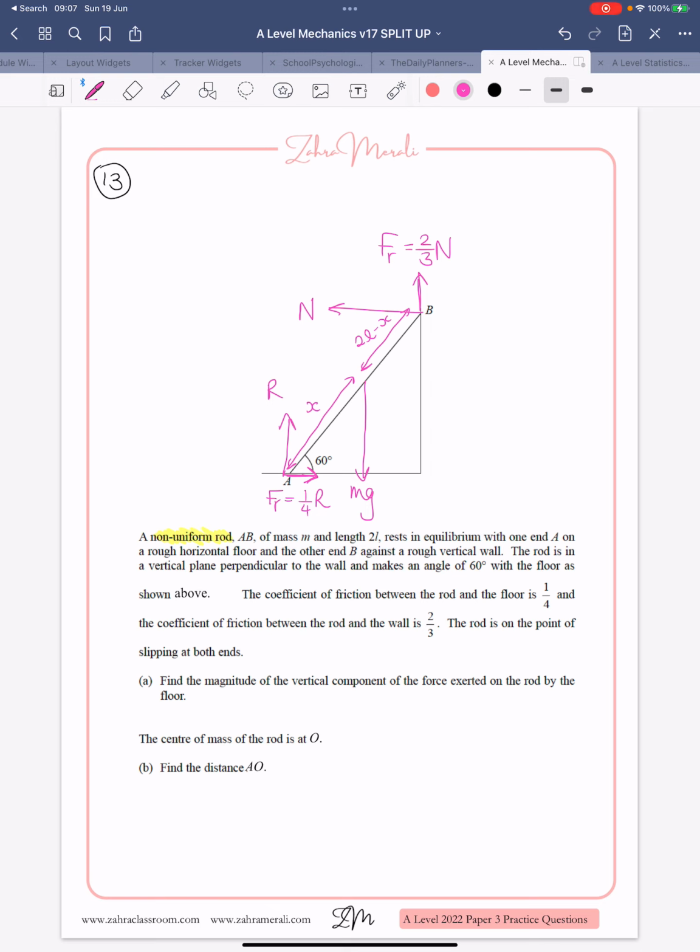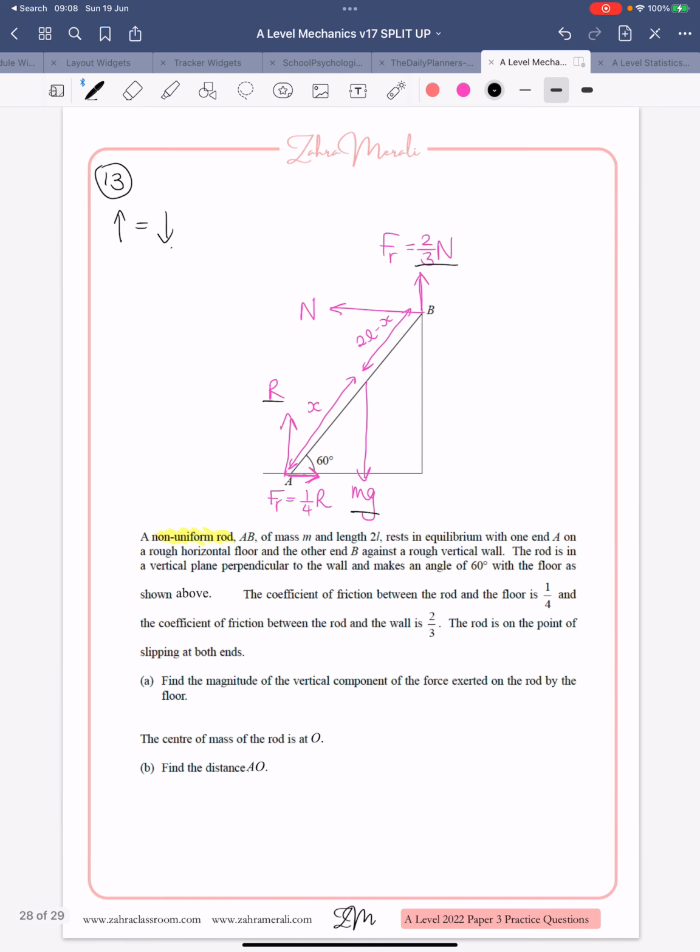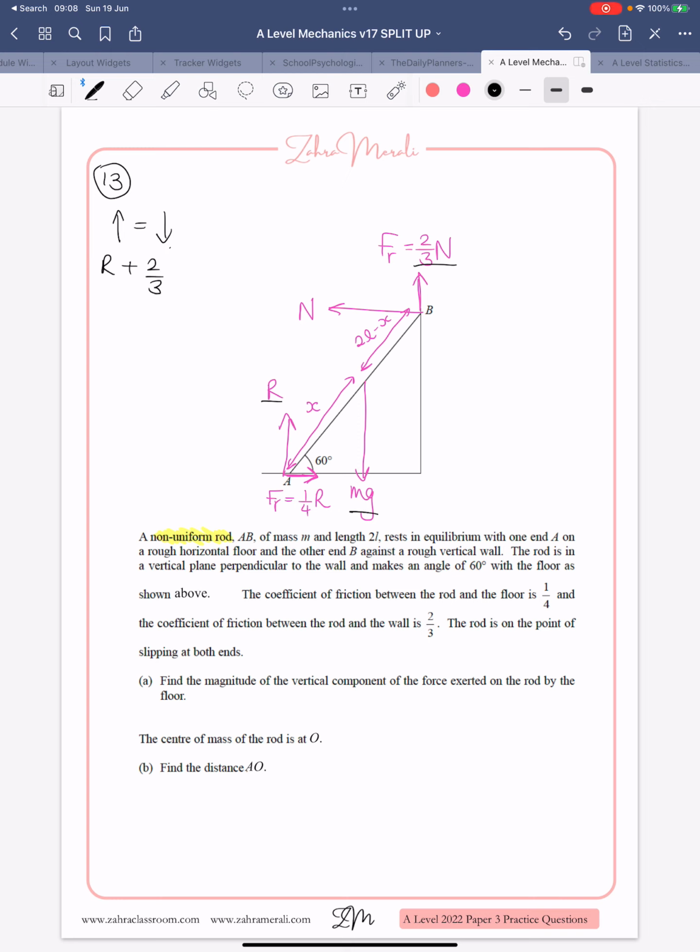Right, so now we've got our labelling right. This shouldn't be difficult. We're going to just follow the process. Up equals down, left equals right. Okay, so let's start with up equals down. So going up, I've got this force, I've got this force, and going down, I've got this one. So I've got R plus 2/3 N equals mg. Okay, left equals right. I've got left and I've got right. N equals 1/4 R. Right, so I'm going to call that 1 and I'm going to call that 2.